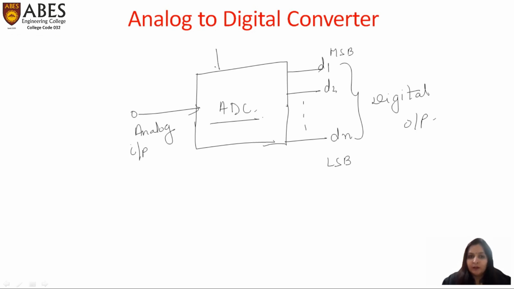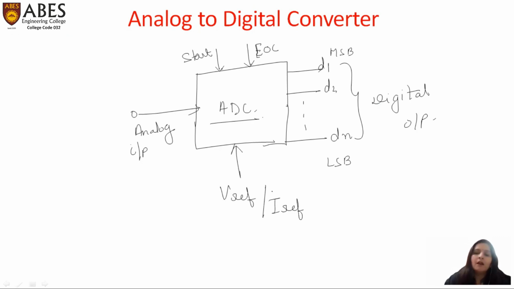So for conversion we require three more inputs. First is the start of conversion. We require this to be high. Then whenever we need to end the conversion, we need to deal with this value, and here we require a reference voltage, or you can say a reference current, whatever the form of your analog input is. So this is your A to D converter, basic of A to D converter.